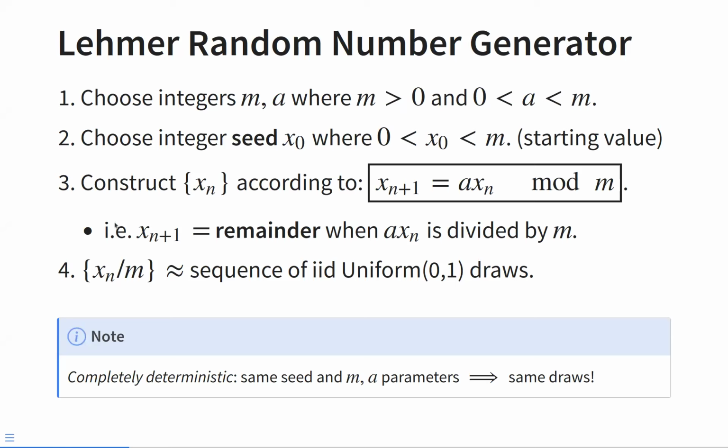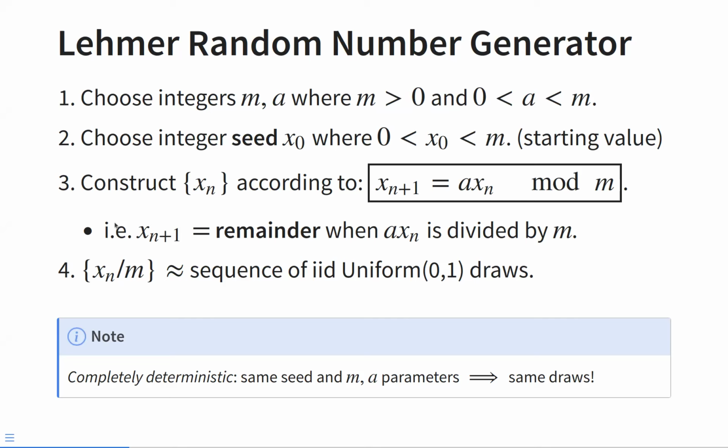Now we're ready to actually construct our pseudo-random draws. So to construct our sequence xn, we're going to set the next value of x equal to a times the current value mod m. So what does that mean? That means the next value of x, so xn+1, is the remainder when a times xn is divided by m. We can run this for a long time. We'll get a whole sequence of xn values.